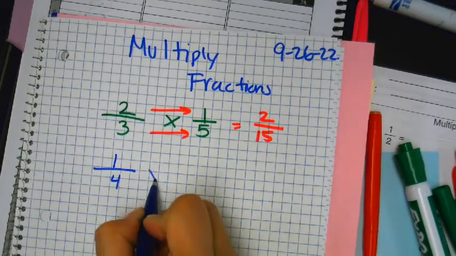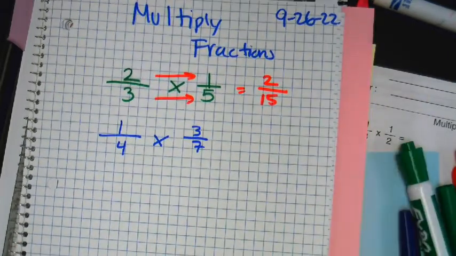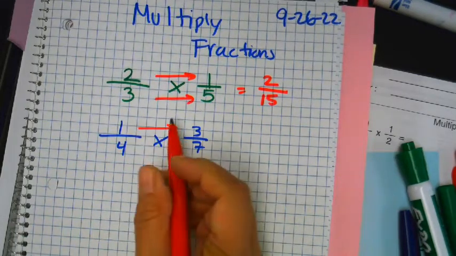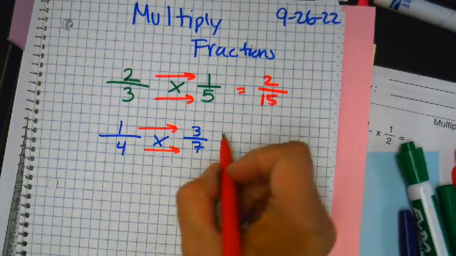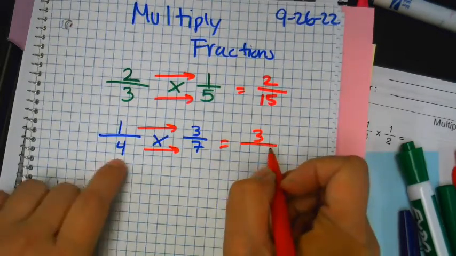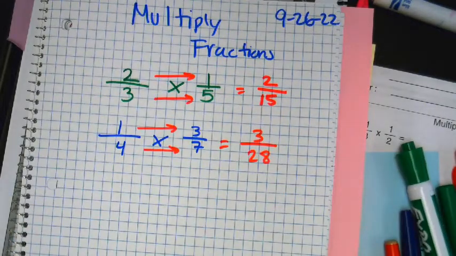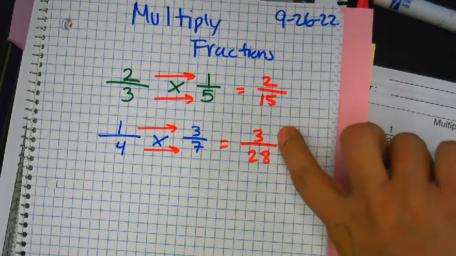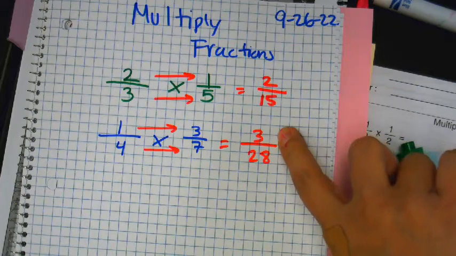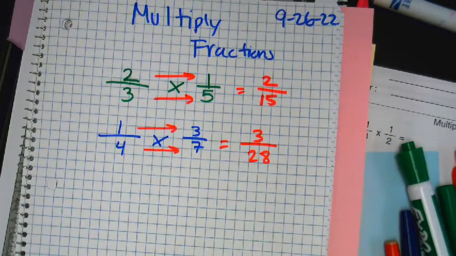1/4 times 3/7. 3/20. So all you do is multiply straight across. Santiago, you don't have a choice. You write this down. 1 times 3 is 3. 4 times 7 is 28. Then, okay, look at your smallest number, 3. What can I divide 3 by? 3. So can I divide 28 by 3? No. Nope. So therefore you are done.